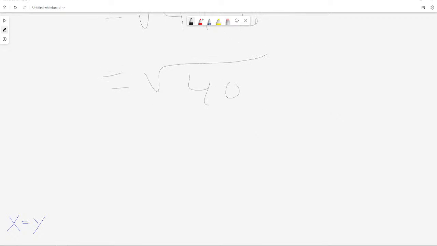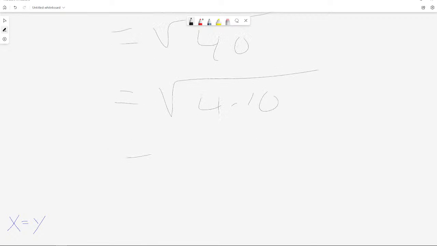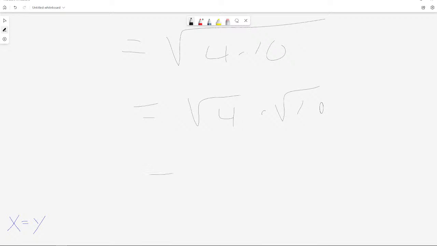So now let's factor out. A perfect square in here would be 4 times 10. We'd end up with the square root of 4 times the square root of 10, which is equal to, the square root of 4 is 2, so 2 root 10.